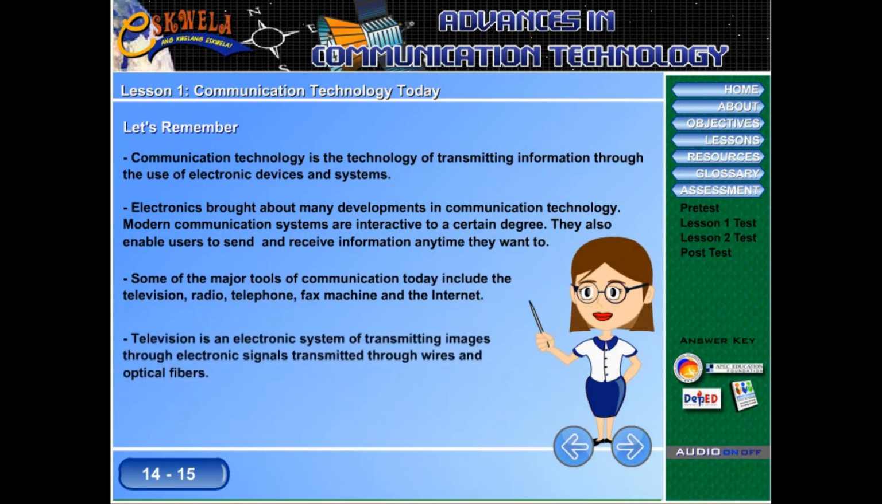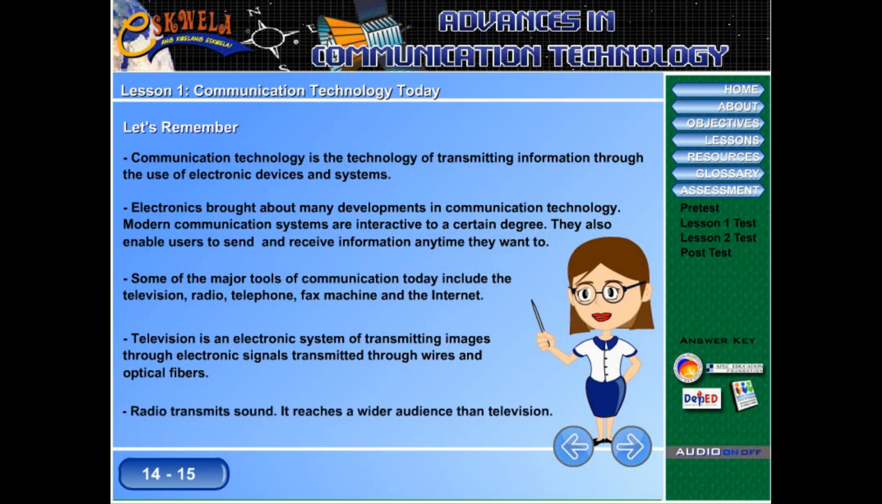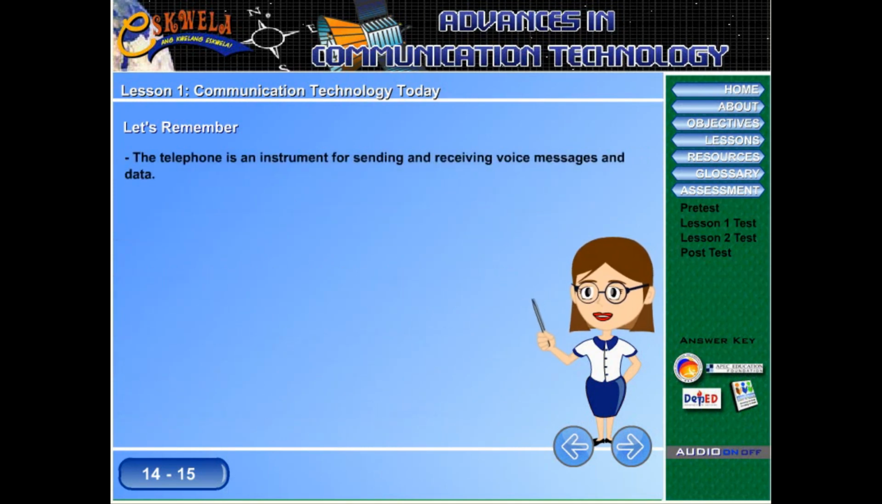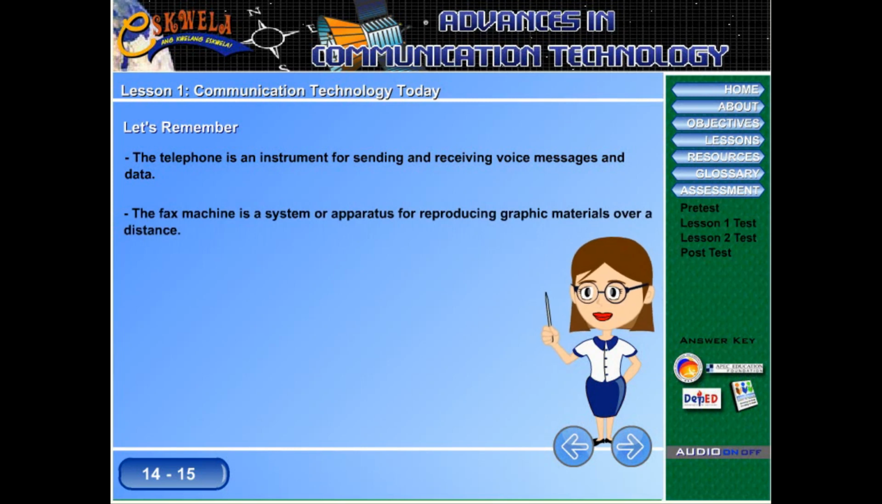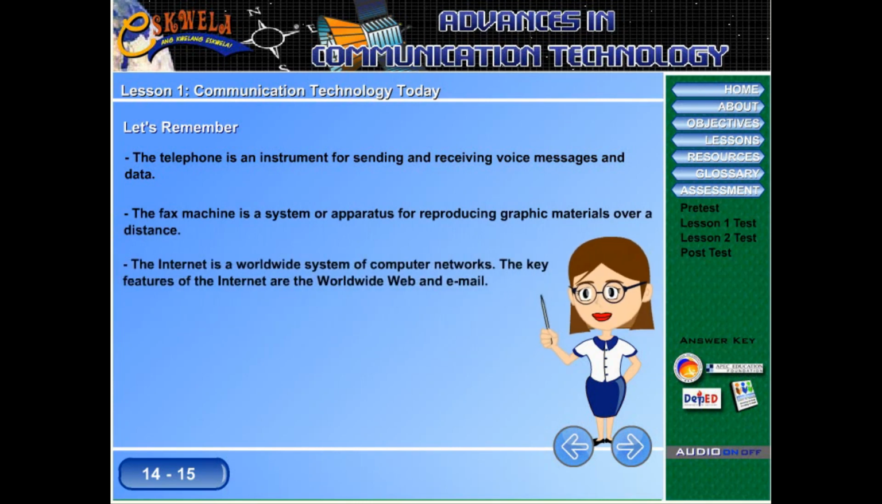Television is an electronic system of transmitting images through electronic signals transmitted through wires and optical fibers. Radio transmits sound. It reaches a wider audience than television. The telephone is an instrument for sending and receiving voice messages and data. The fax machine is a system or apparatus for reproducing graphic materials over a distance. The Internet is a worldwide system of computer networks. The key features of the Internet are the World Wide Web and email.